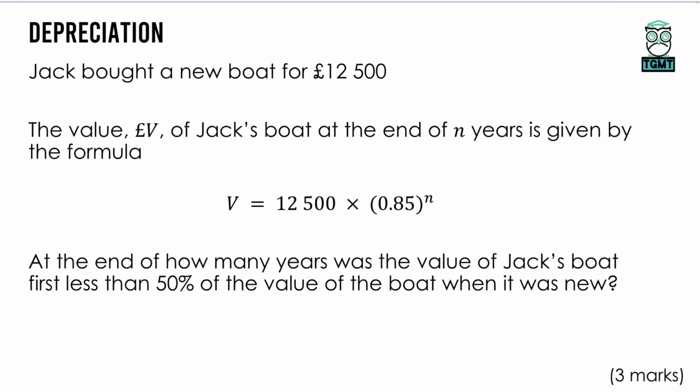Now, when looking at depreciation, this is the word for when something goes down in value. So here it says Jack bought a new boat for £12,500. The value, which is V, of Jack's boat at the end of n years is given by this formula. So the value of the boat is equal to £12,500, the starting price, multiplied by 0.85 to the power of how many years.